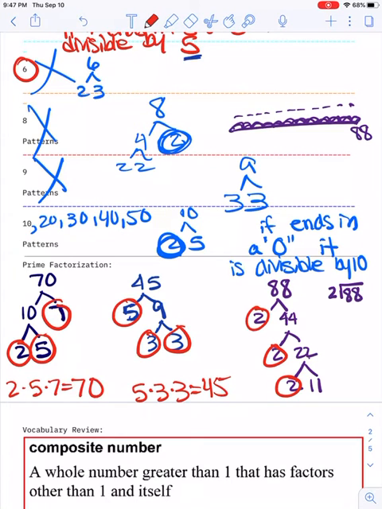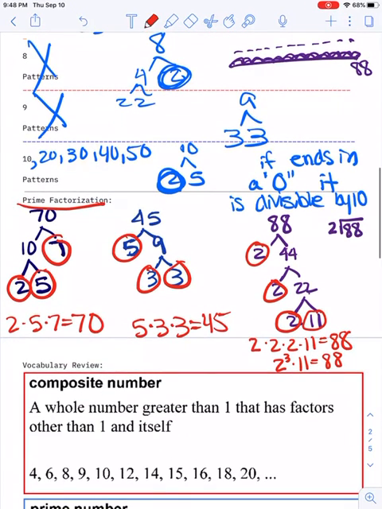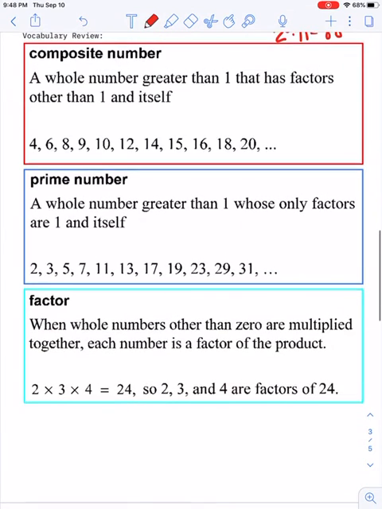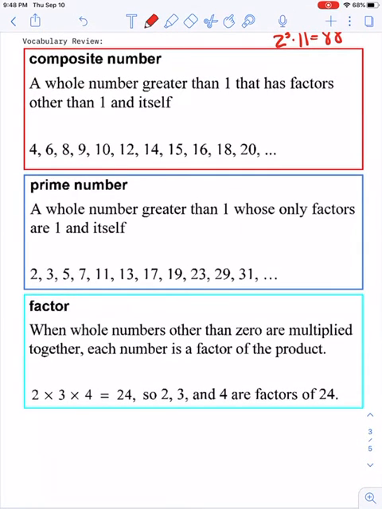I know my 2 is prime. Is my 11 prime? Is there anything I can multiply 2 numbers by in order to get to 11? Nope, so that's prime too. So the prime factorization of the number 88 is 2 times 2 times 2 times 11 equals 88. That is the prime factorization of 88. You can also write this, as a review from last unit or last section, as 2 to the third times 11 equals 88. Okay? Last thing I'm going to do is quickly look at some vocab just to remind you.